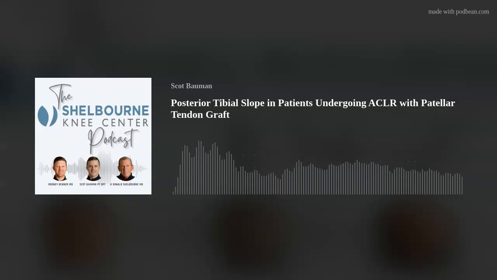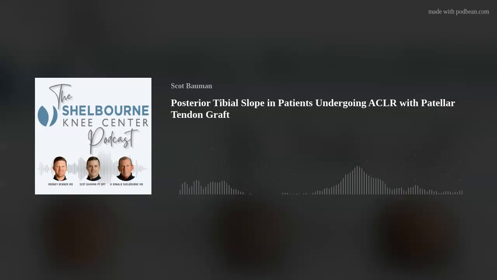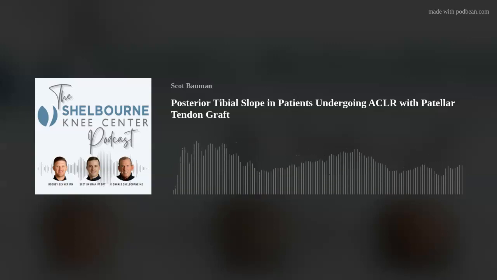So when we looked at our patients who had primary ACL reconstruction, we did find a small increase in the rate of graft tears among people who had a larger degree of posterior slope. In the revision situation, however, we did not find that relationship. And when we looked at the mean posterior slope for patients who had a revision ACL reconstruction with a patellar tendon graft and had a subsequent graft tear versus those that did not, there was no statistically significant difference in their mean posterior tibial slope.